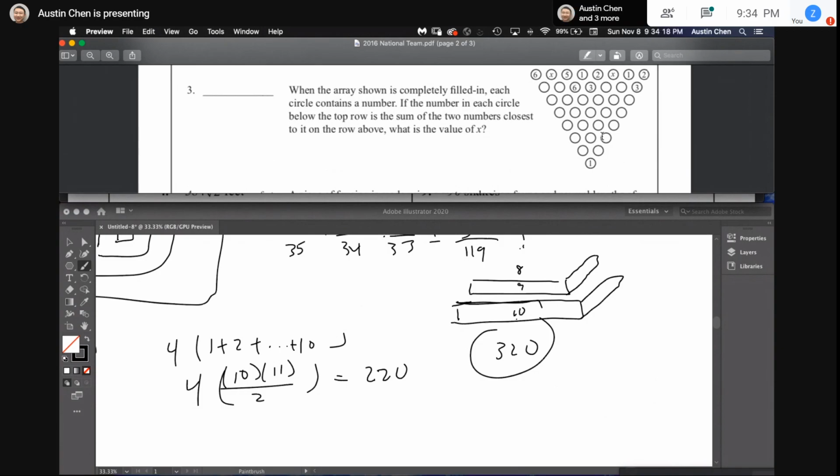Okay, so what this is saying is this circle right here is going to be the sum of the two circles above it, so 6 and x. So this circle will be 6 plus x. And this circle will be just 6 plus 3, or 9. And then we want to find what the value of x is, and we have 1 down here.